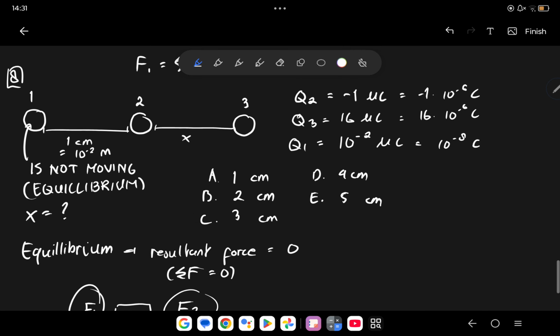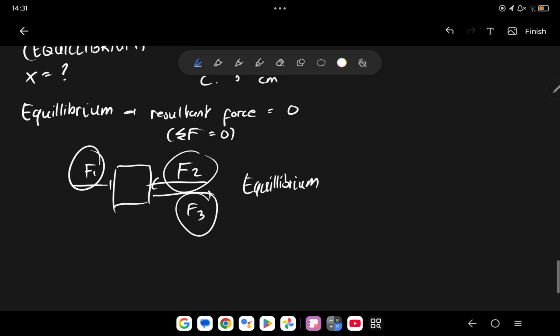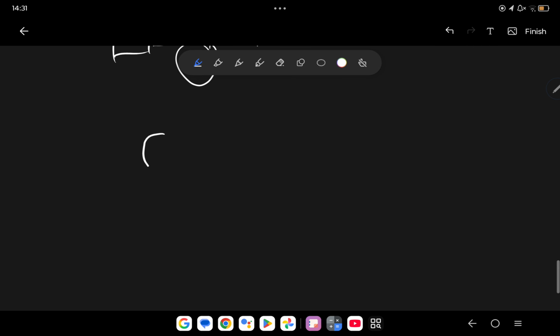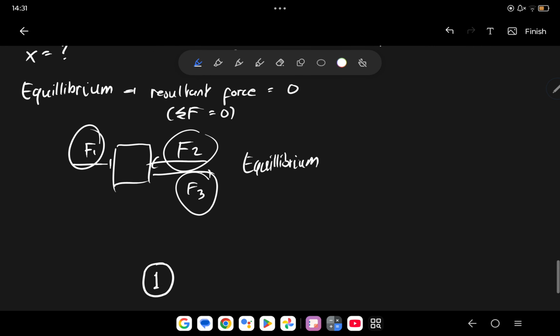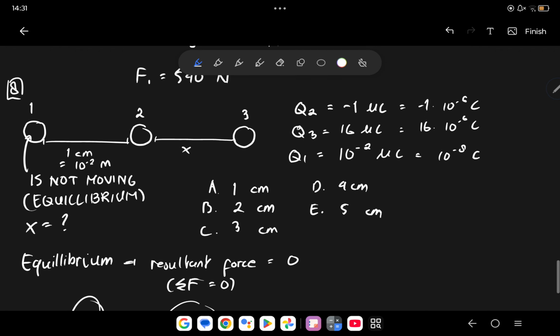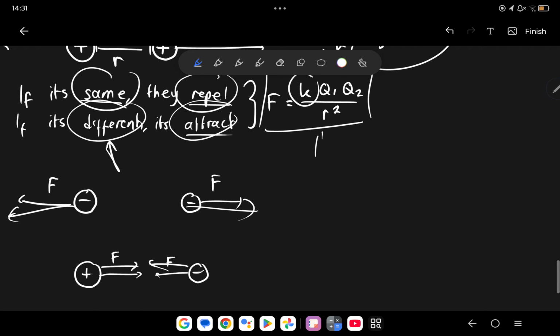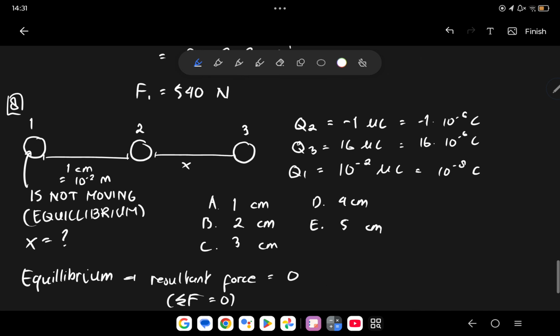So, let's do the question now. We know object 1 is not moving. So, from that, we get the hint that we should probably be analyzing object 1. So, here, this is object 1. Okay, cool. Now, object 1 will experience some forces. What are the forces? Well, this force, kQQ over r squared. But what's the direction? Let's give the balls some symbols to make it easier to visualize. We know Q1 is positive, so Q1 is positively charged. Q2 is negative, so Q2 is negatively charged. And Q3 is positive, so it's positively charged.